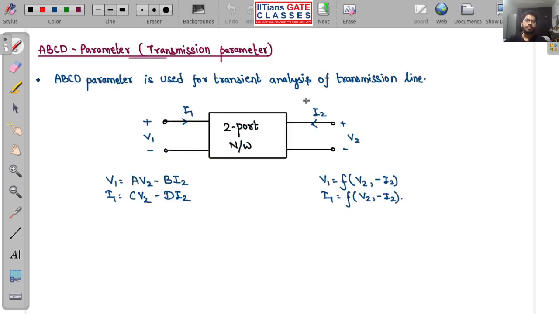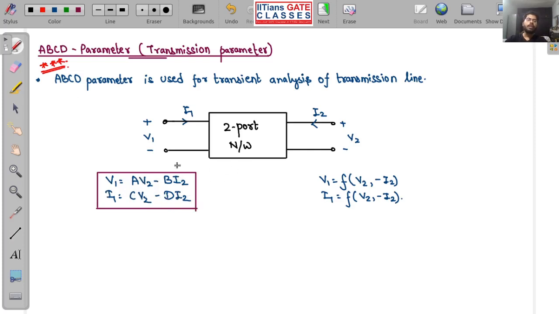Now the most important thing is the ABCD parameter. The ABCD parameter is basically used for transient analysis of transmission lines. ECE people know that in EMFT, for transient analysis of a transmission line you require the ABCD parameter. Even in EE they have transient analysis of transmission lines. So what is the equation for the ABCD parameter? It is this equation: V1 is equal to AV2 minus BI2, and I1 is equal to CV2 minus DI2.